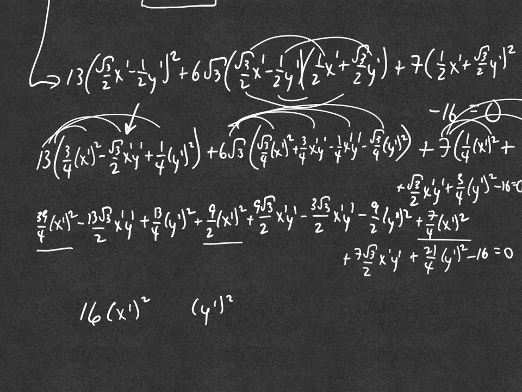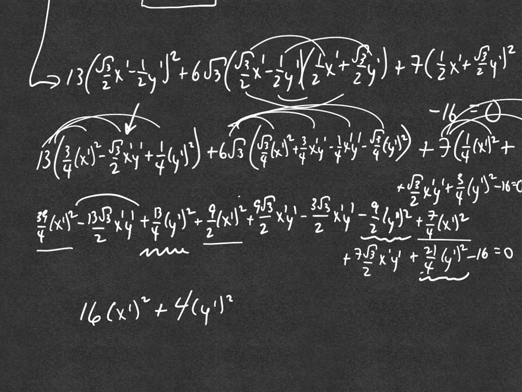Then let's put all of the y prime squareds together. So here's 1, here's 2, and here's 3. So 13/4 minus 9/2 plus 21/4. So let's see, if I put the 13/4 and the 21/4 together first, that would be 34/4, but 34/4 reduces to 17/2. Then 17/2 minus 9/2 would be 8/2, and 8/2 reduces to 4. Okay, now I've got to make sure that all of my x prime y primes cancel. So there's 1, 2, 3, and 4 of those fellas.